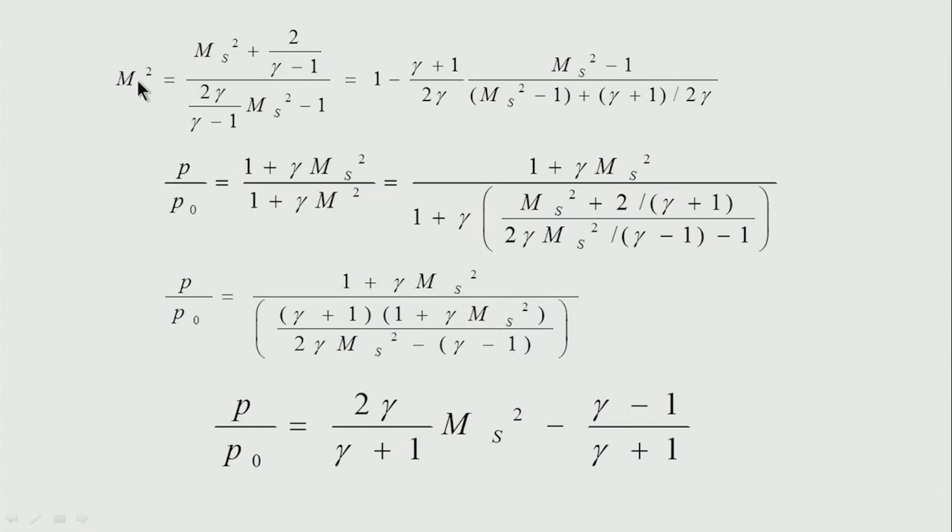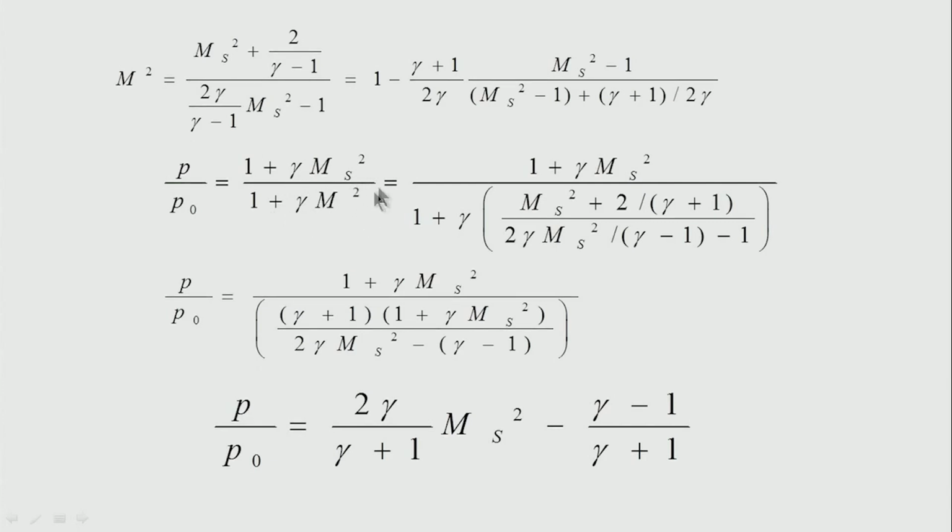What is it I say? Well, I got M square is equal to Ms square plus 2 over gamma minus 1 into this particular expression, which I also said could be written as 1 minus gamma plus 1 divided by 2 gamma into Ms square minus 1 divided by Ms square minus 1 plus gamma minus 1 divided by 2 gamma over here. We also have the expression for p by p0, which is on the board. We write it as 1 plus gamma Ms square divided by 1 plus gamma M square.